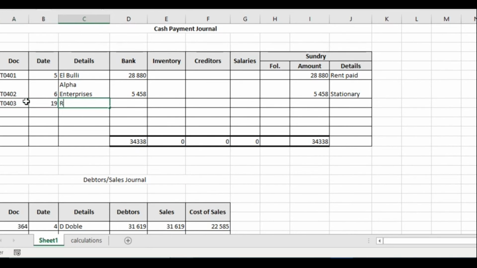So our details is Telco, and then we paid a total amount of 548 plus 2,956. If you add the two numbers together, we get 3,504. Then we go to our sundries, which is 3,504, and then our details here is telephone.